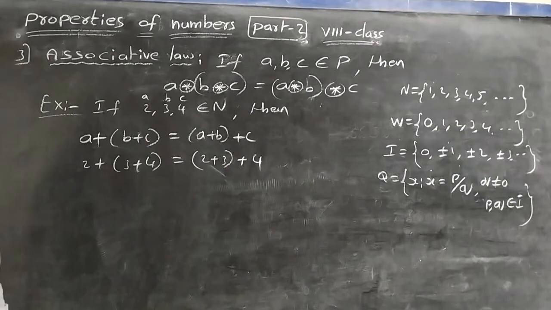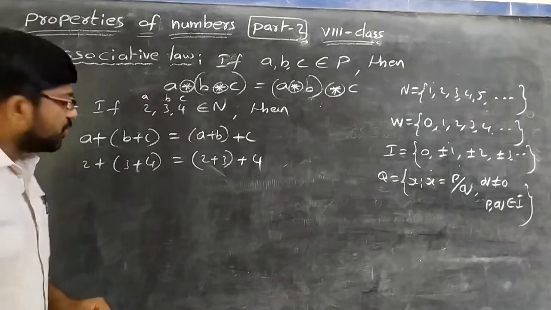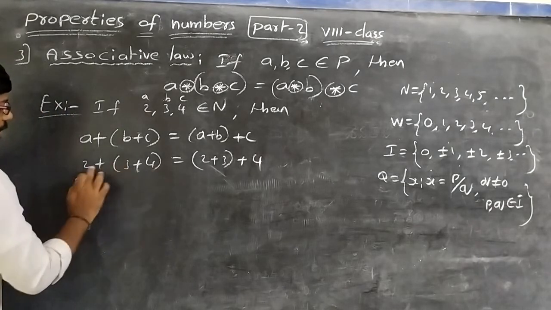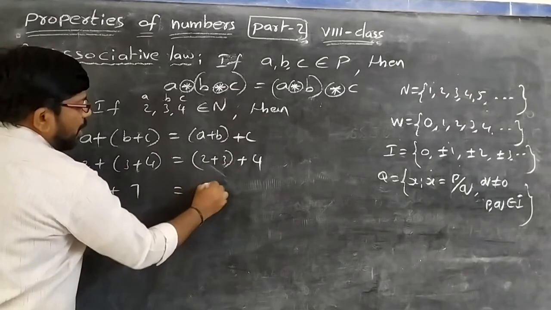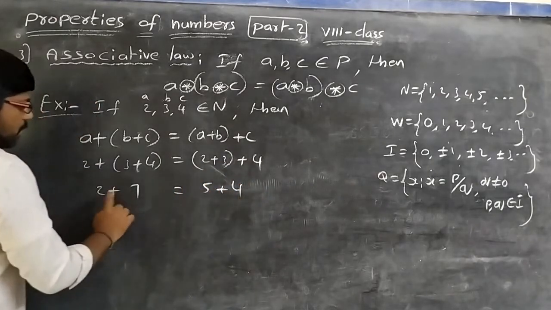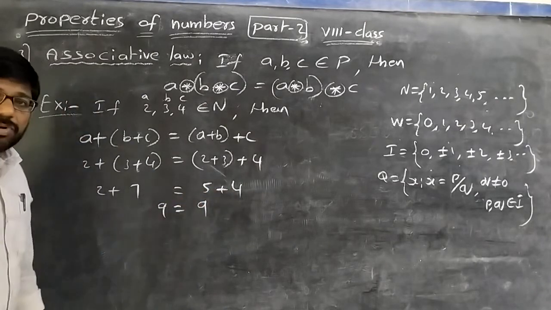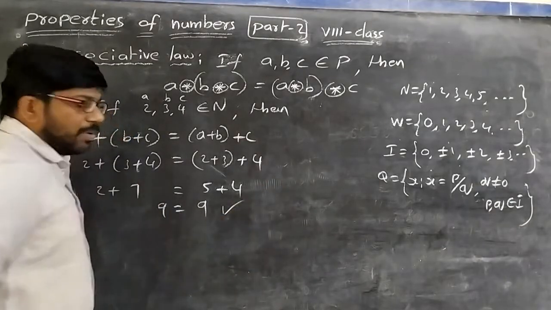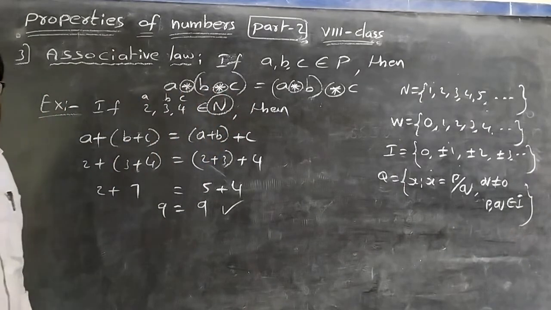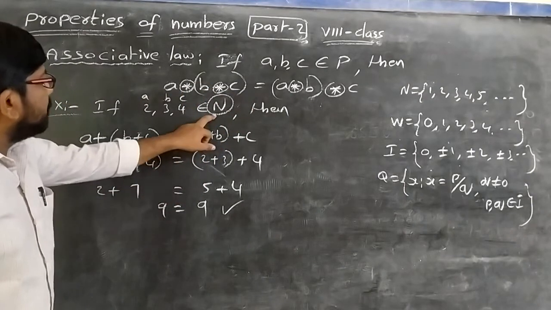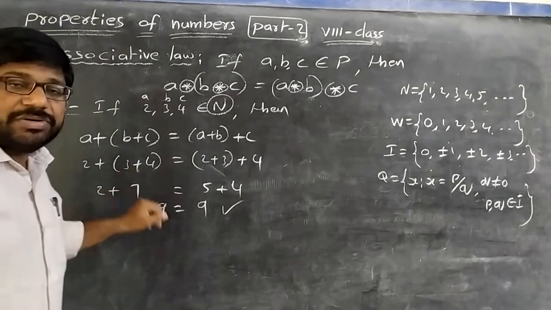In simplification, we follow BODMAS rule. First, you have to simplify the bracket. So 3 plus 4 is 7, 2 plus 7 is 9, and 2 plus 3 is 5, 5 plus 4 is also 9. So 9 is equal to 9. It satisfies. The set of natural numbers satisfies associative law under operation addition.